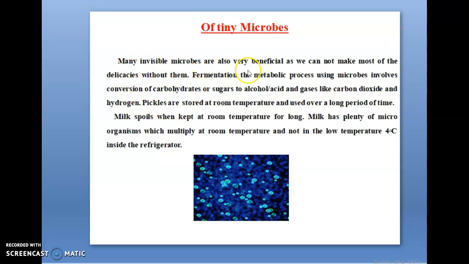See, many invisible microbes are also beneficial, as we could not make most of the delicacies without them. So fermentation of metabolites: the process by which microbes convert carbohydrates to sugar, alcohol and acid gases like carbon dioxide and hydrogen. Pickles are stored at room temperature for long periods of time because of the oil we are adding. Milk spoils when you keep it at room temperature for long. But milk has plenty of microorganisms that multiply at room temperature and not at the low temperature of 4 degrees Celsius inside the refrigerator.